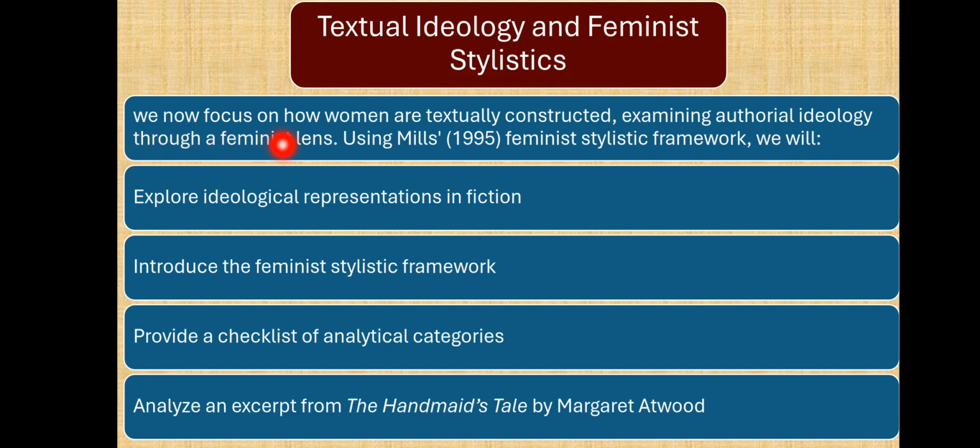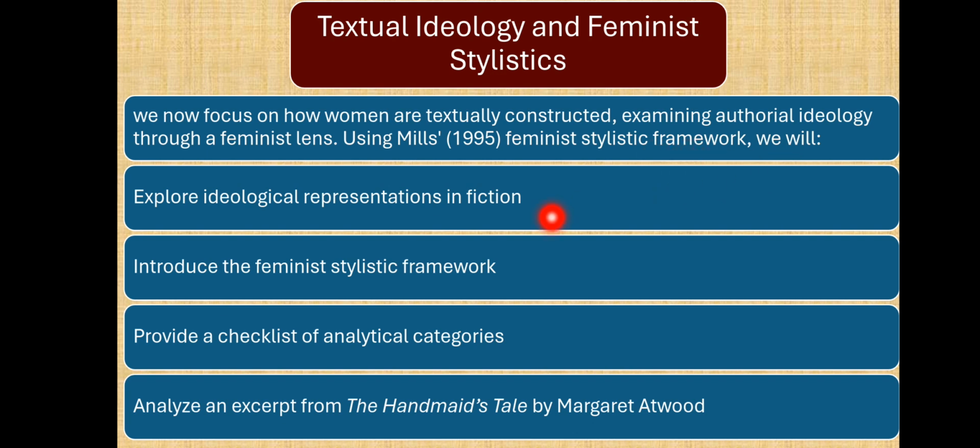We now focus on how women are textually constructed because we will be focusing on literary texts. So we will highlight how women are textually constructed by the author, because we will examine authorial ideology through a feminist lens, because every writer has an ideology. So we will see what the authorial ideology is, and it will be examined through a feminist lens and using Sara Mills' feminist stylistic framework.